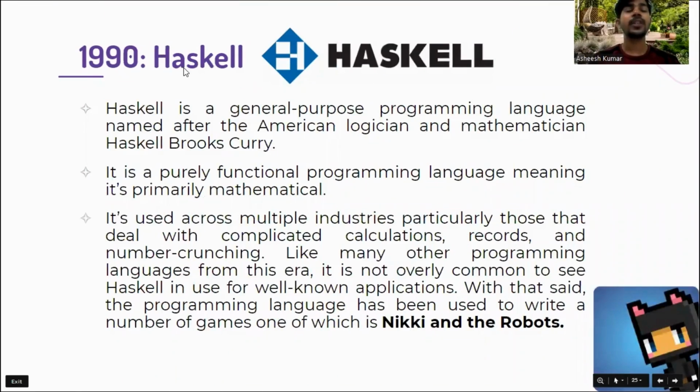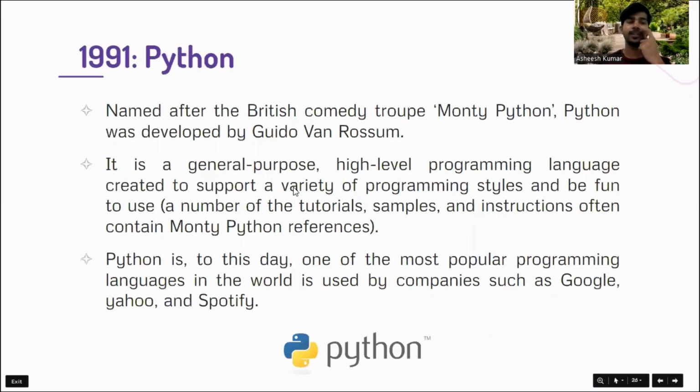Haskell was introduced in 1990. Haskell is a general purpose programming language named after the American logician and mathematician Haskell Brooks Curry. It is a purely functional programming language, meaning it is primarily mathematical. After Haskell, the next language is Python.